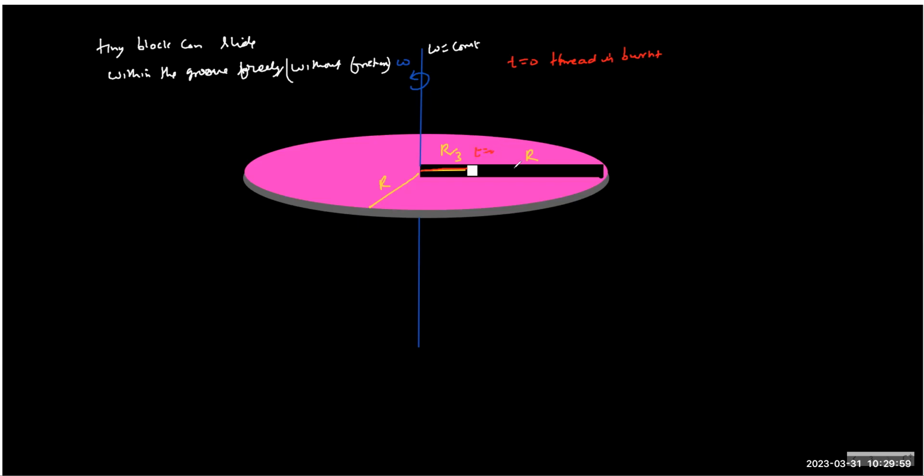So this is at t equals 0. After some time t, after burning is done, the block is somewhere here, and we don't know how far it is. So let's call this R. Now the path of the block is very complex. Which path? Can you guess?